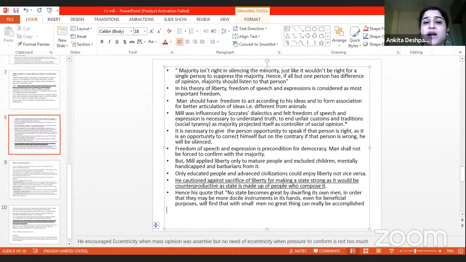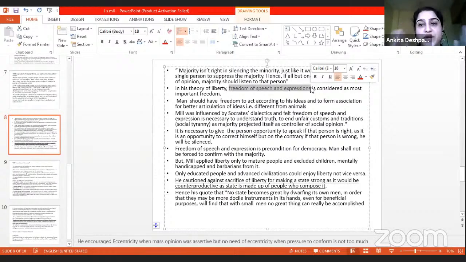So basically, if they ever ask you about this majority quote, you just have to tell them related to freedom of speech and expression. That's exactly what they're looking forward to. They just want you to know which tenet of J.S. Mill can be applicable to this quote.